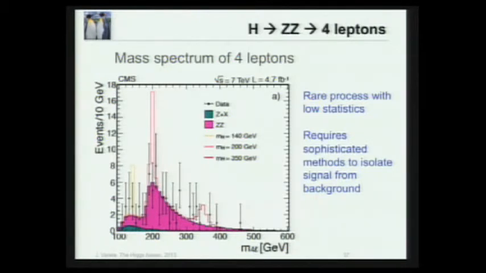Electrons and muons are the same for this, so they are both leptons. So I'm looking for four leptons, and I make the same thing. I measure the four leptons. With the four leptons, I reconstruct the mass of the particle that decaying gives the four leptons, compute its mass, so it's here mass of the four L, L is lepton, and I put here the number of events as a function of this mass.